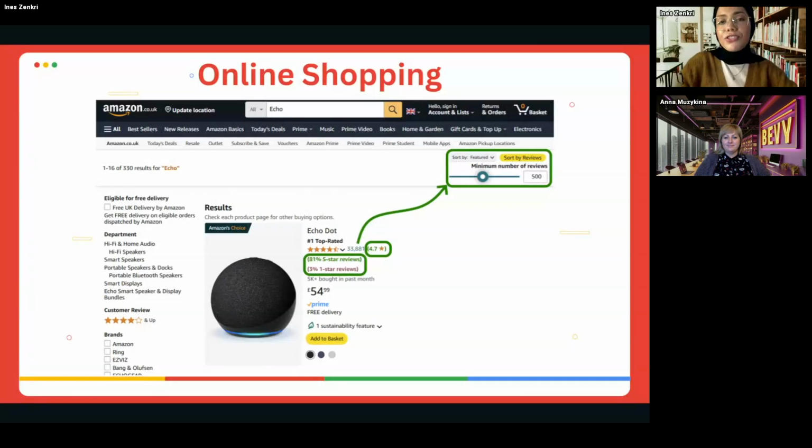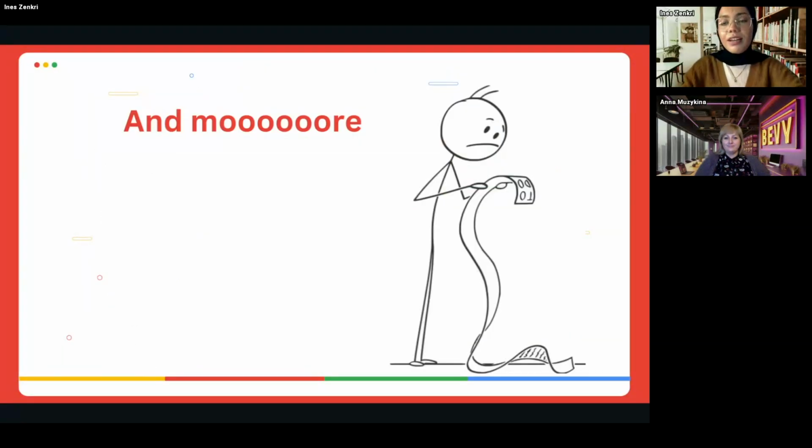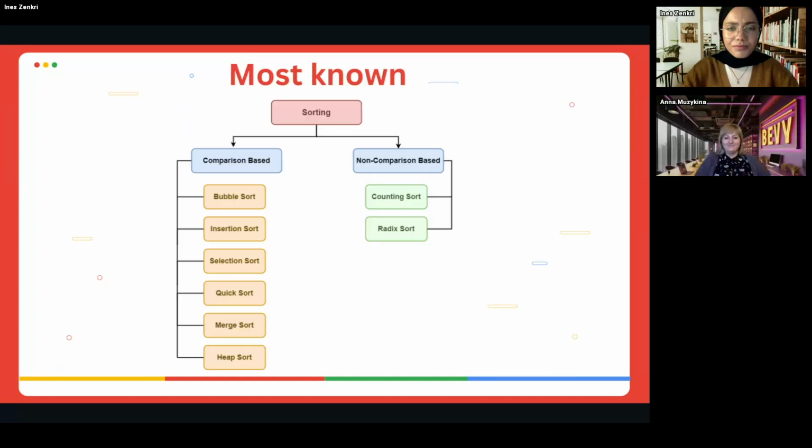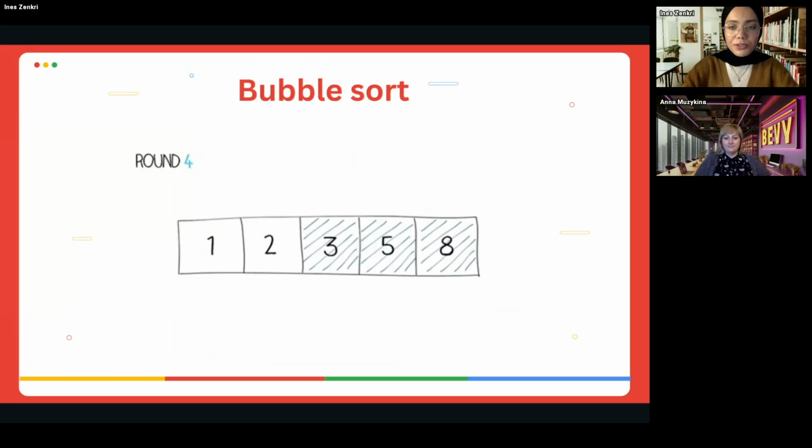And we will start today with bubble sort, which is one of the easiest. The list goes on. The most well-known sorting algorithms fall into two categories: comparison-based algorithms and non-comparison-based algorithms. Small spoiler, we will try to cover both in today's session. We'll start with the bubble sort.